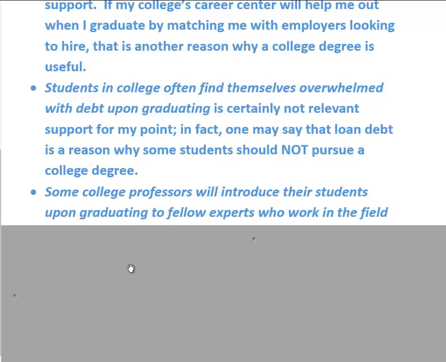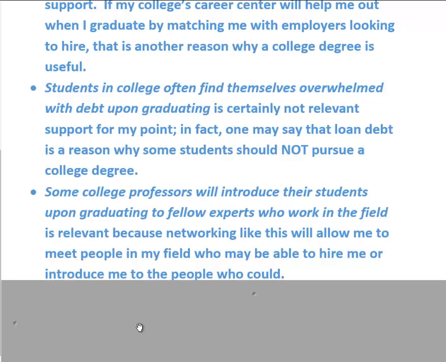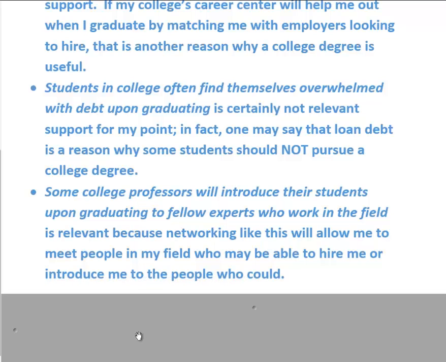Number 5 said, some college professors will introduce their students upon graduating to fellow experts who work in the field. And that is relevant because networking like this will allow me to meet people in my field who may be able to hire me or introduce me to the people who could.